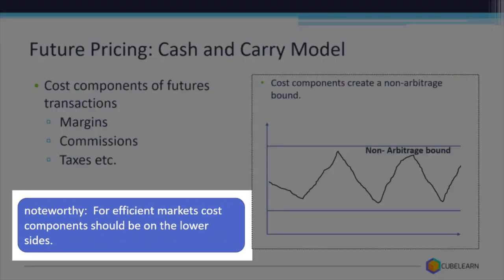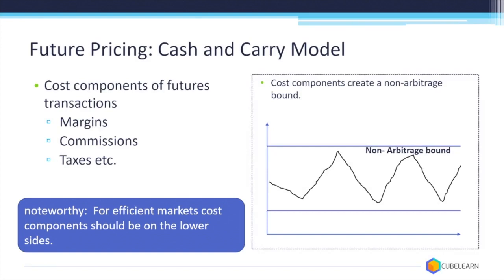For markets to be efficient, different costs of operating in the market should be as low as possible. Lower costs will narrow down the non-arbitrage bound, which in turn would ensure efficient price alignment across the markets.